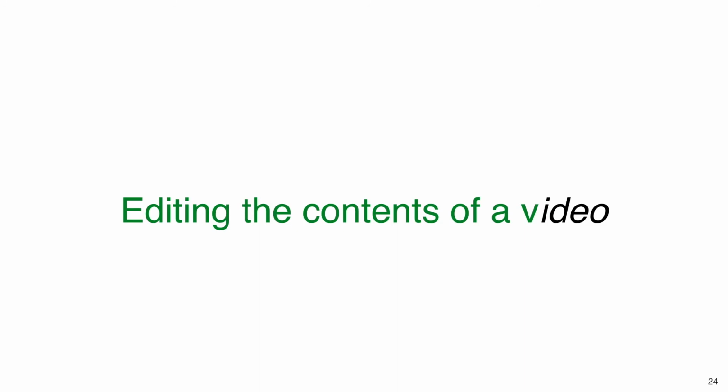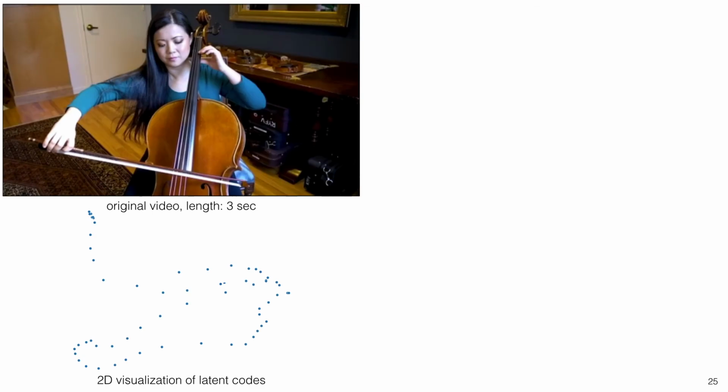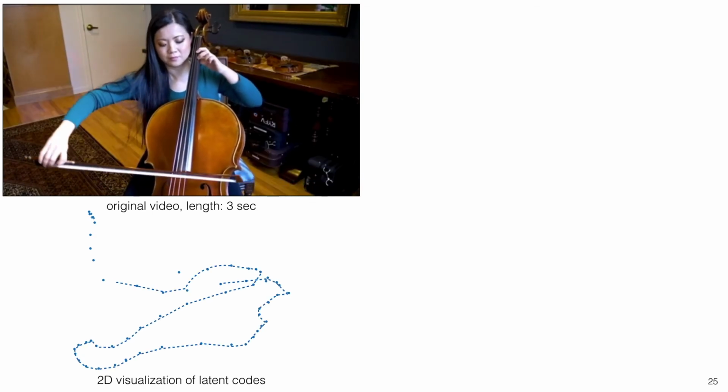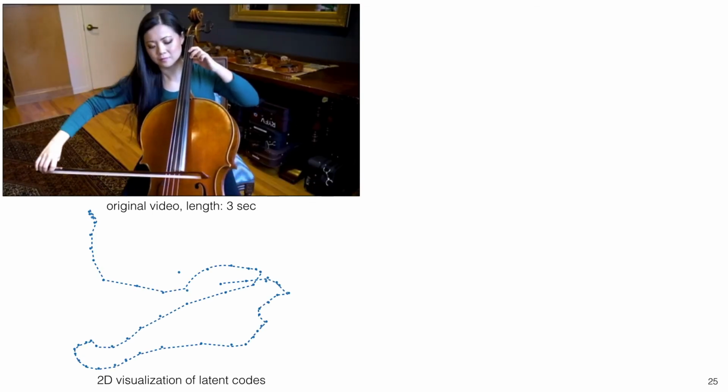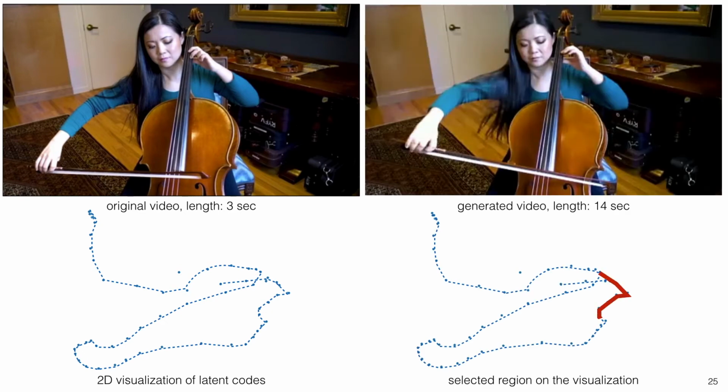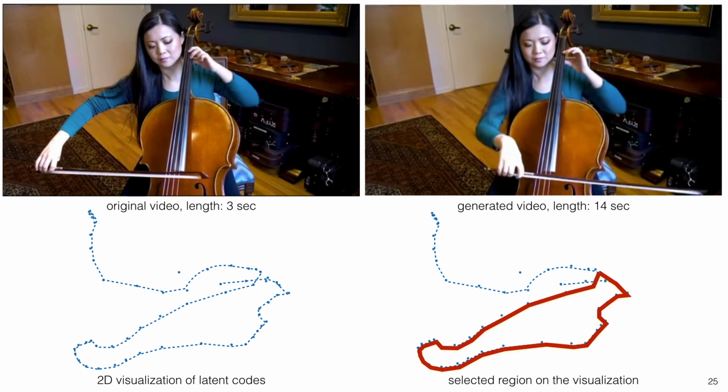We now use the properties of the autoencoder for different editing applications. We begin with temporal editing. For example, we have a video of a woman playing cello. Shown below is the 2D visualization of latent codes. Now, a user marks a region on this 2D visualization and creates a new video using the learned model.